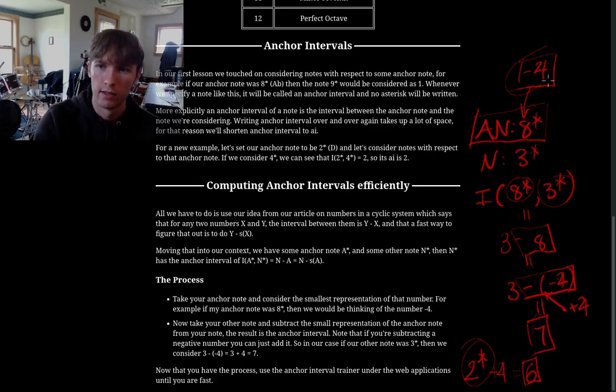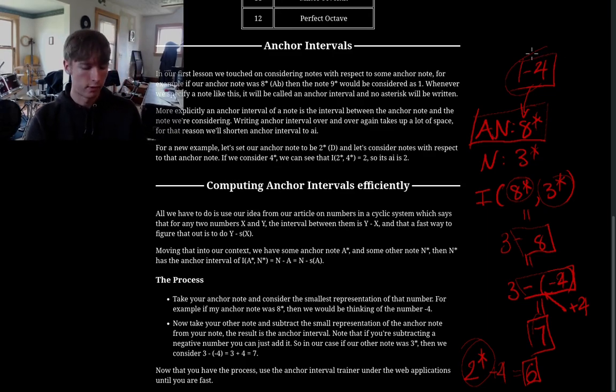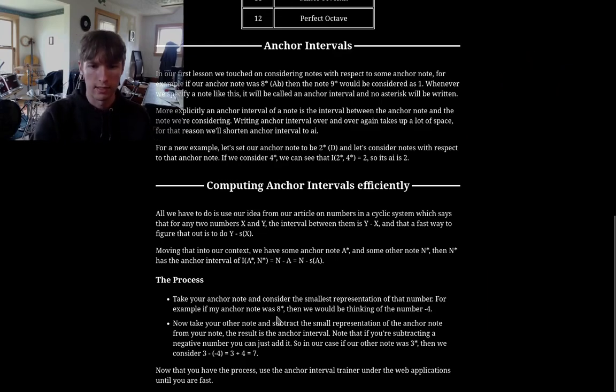So knowing what the small representation is before you start is going to be really useful. And then just consider this process: you get the small representation of your anchor note's number, and then you use that to compute the interval quickly. And now that you know how to do that, you want to get it down faster, so you can figure out what that is quickly.